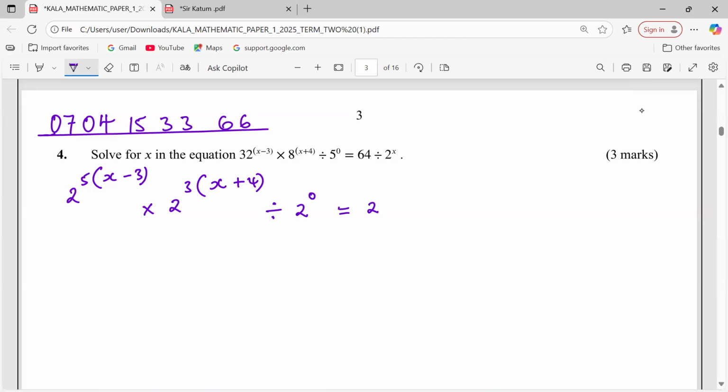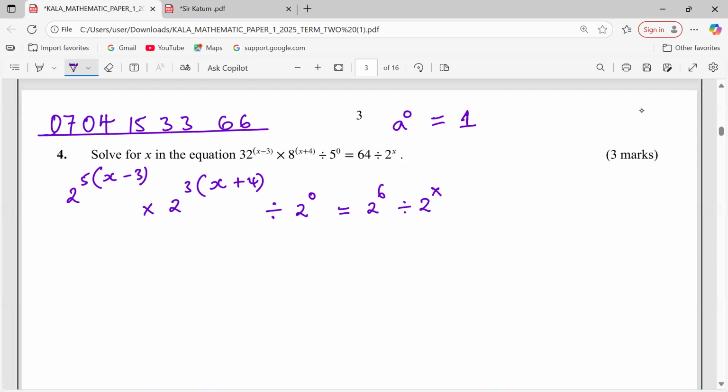Then this is 2 power 6, divided by 2 power x. It's good for you to know that, according to the laws of indices, anything power 0 equals 1. So there is no problem if we change 5 power 0 to 2 power 0 for convenience in this expression, because if 5 power 0 equals 1, then 2 power 0 is also equal to 1. Therefore, the value of this equation is not interfered with.